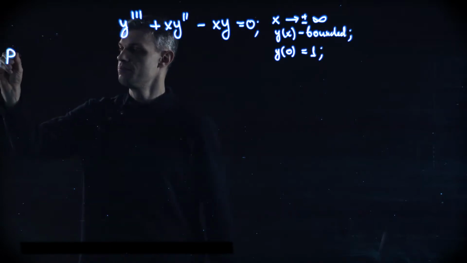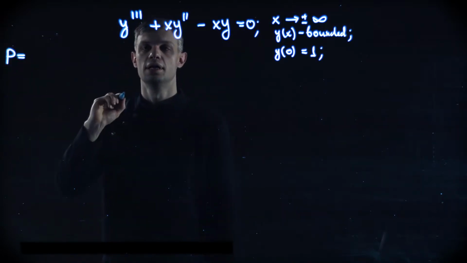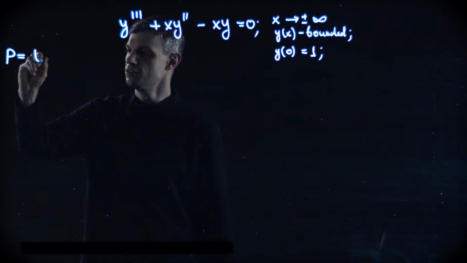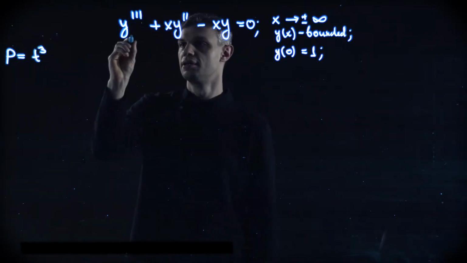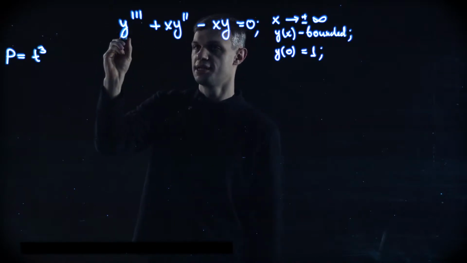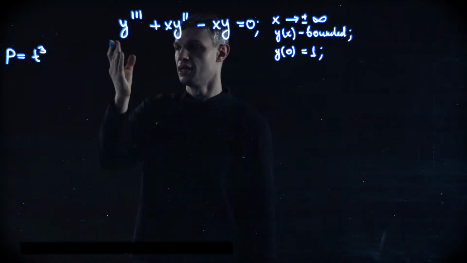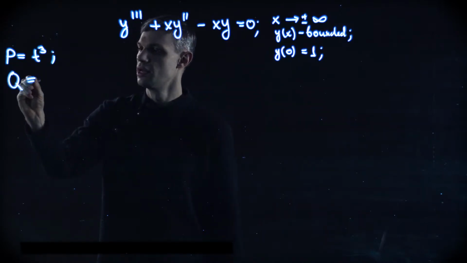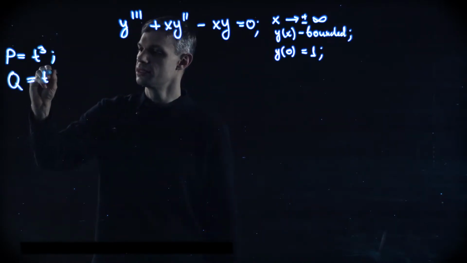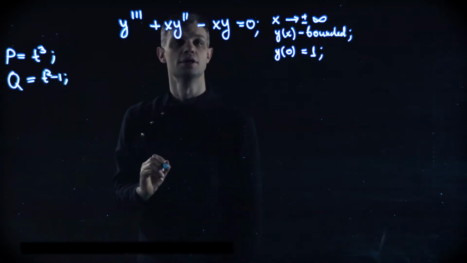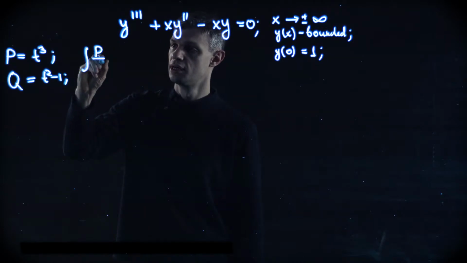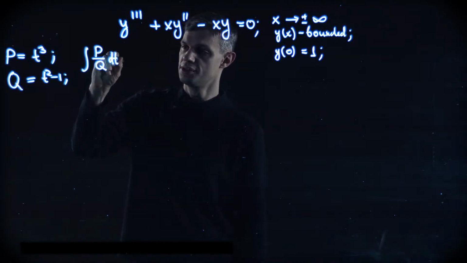So p polynomial, it's simply t cubed, right? Because only the senior power doesn't contain x, as we see in our equation. So q polynomial is t squared minus 1. Right. So now we compute the corresponding integral.